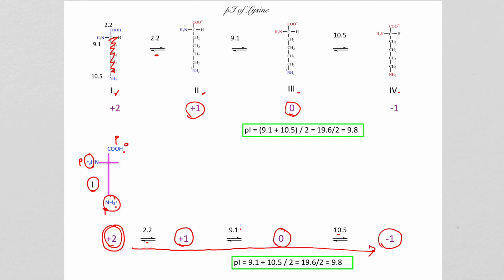So now all we have to do is identify the 0 charge, look at the 2 pKs on either side, 9.1 and 10.5, and do exactly the same thing. Take the average of the two, and you get your isoelectric point of lysine in this case, which is 9.8.